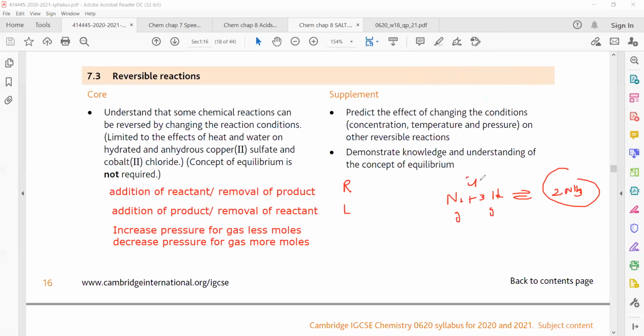So here we have 4 moles of gas and 2 moles. Increasing our pressure shifts the equilibrium towards the side where the number of moles is less. So it will shift to the right hand side in this example.